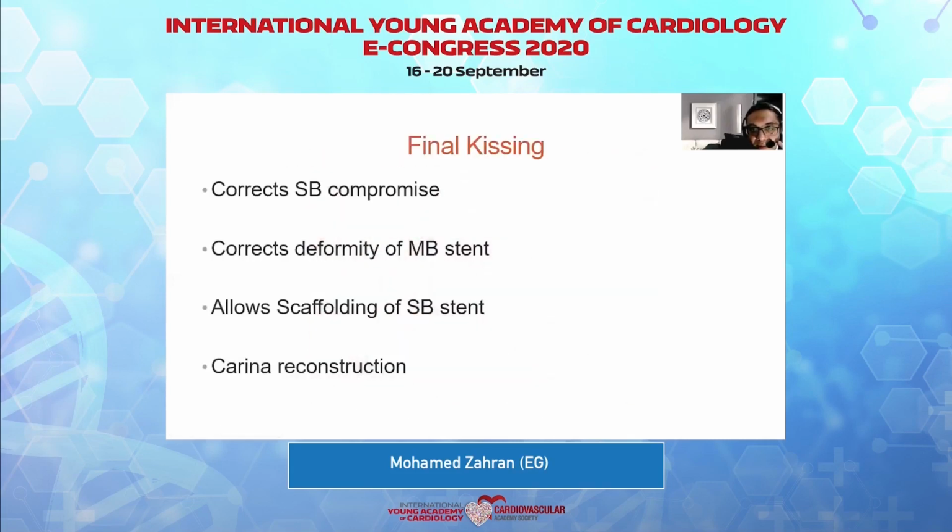Of course, remember that the final kissing corrects the side branch compromise. It corrects the deformity of the main branch stent. It allows proper scaffolding of the side branch stent, and it realigns the carina or reconstructs its position so both vessels are open.